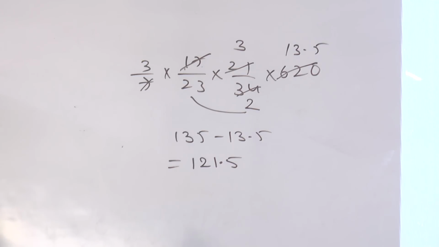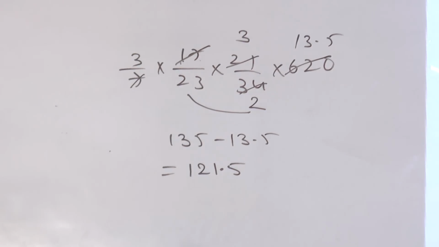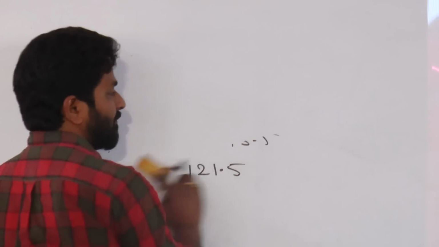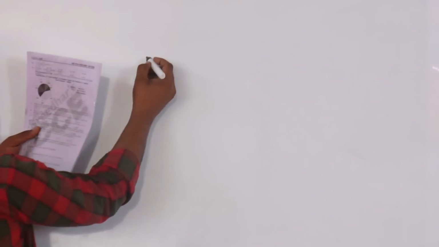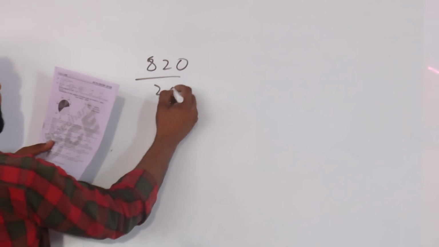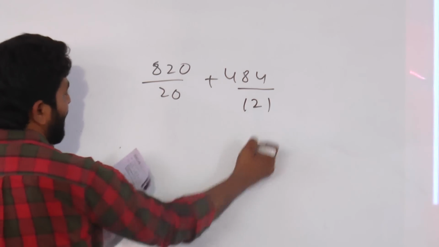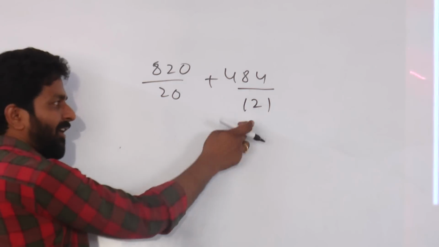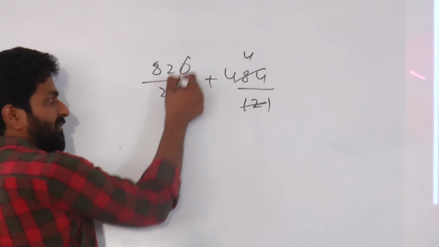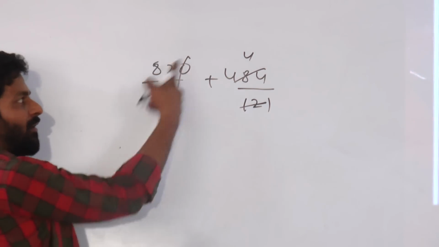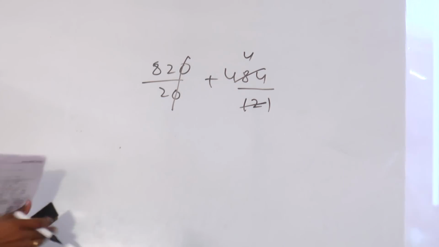Second option, 121, answer. Right. 48th. 820 by 20 plus 484 by 11 square, 121. Very clear, right? How many times? 4 times. 0 0 cancel and this is 41 plus 4, 45. And next, 41 to 45.